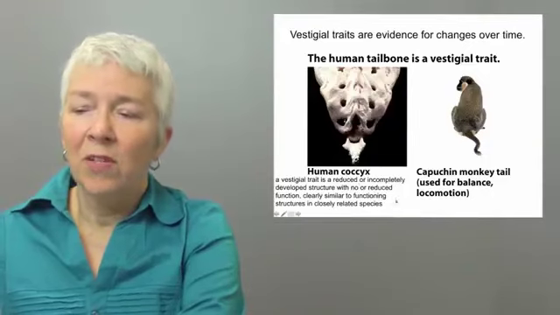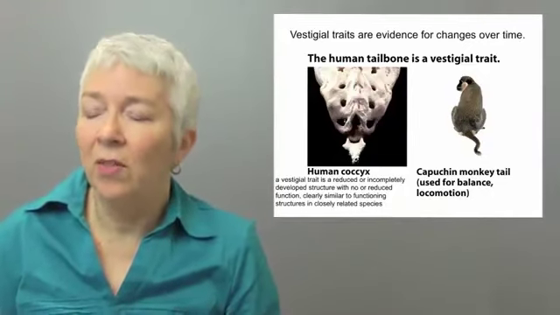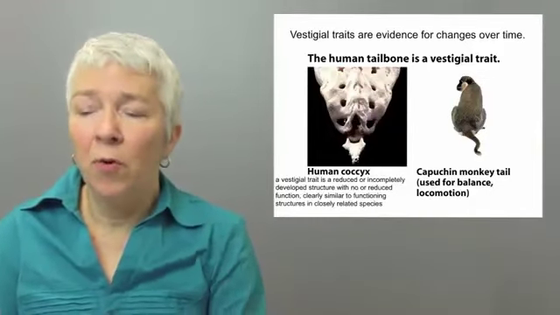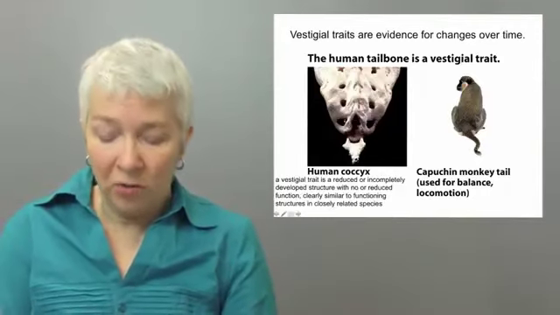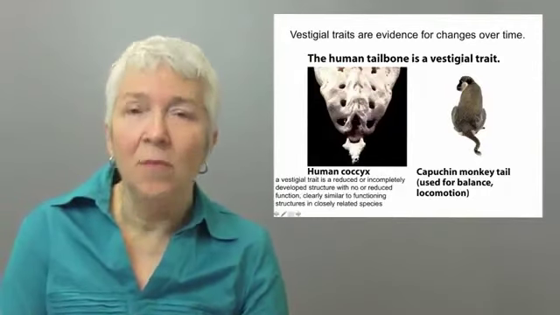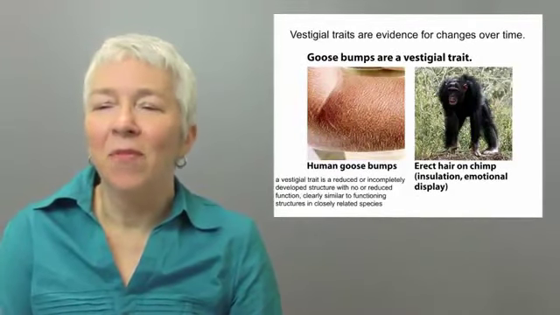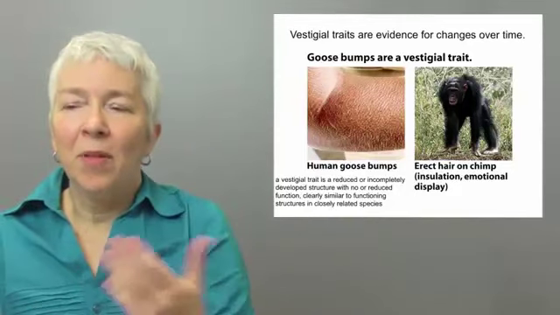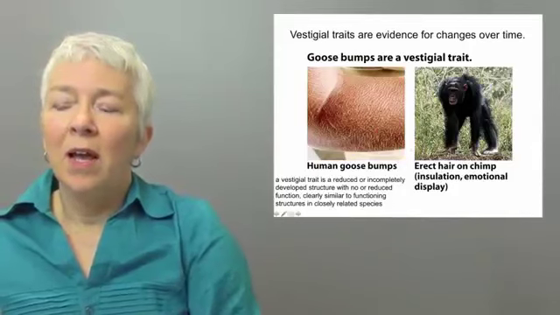And this is considered a vestigial trait because it has basically no or reduced function at the current time in our particular species, although it is clearly related fairly directly to functioning structures in other closely related species, meaning in other primates. Another interesting example of a vestigial trait is goosebumps. This is something that one can see in humans, as shown here on the right.